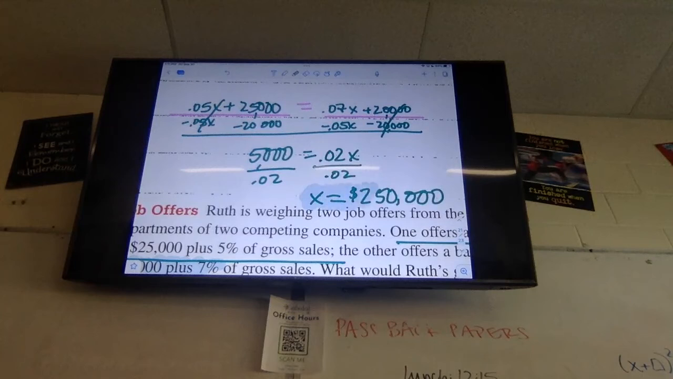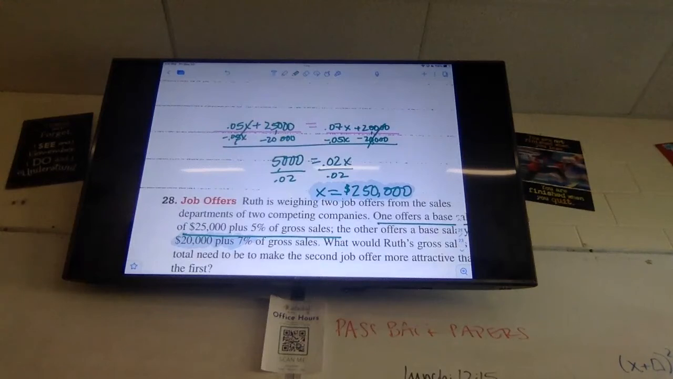So she has to sell $250,000 worth of whatever she's selling in order for the second job to be the better job offer. The funny thing we were talking about last period is that could be really easy or really hard depending on what you're selling. If you're selling houses, you can sell a $25,000 house pretty easily, and then you'd start making more. But if you're selling something small, like a magazine, selling $250,000 worth of magazines would probably take a lot longer. So you'd have to weigh out how good at sales you are, and what the probability is you'll get this much, if not more, in order to take which job over the other.